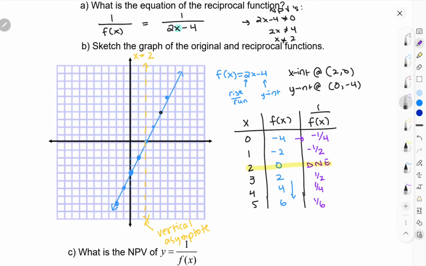And so this is not part of my graph. This is a part where my graph can't be, but I draw it in as that dotted line to help me visualize it. And so now I can sketch some of my other points. When x was 0, y was negative 1/4. So it's going to be almost here at the axis.